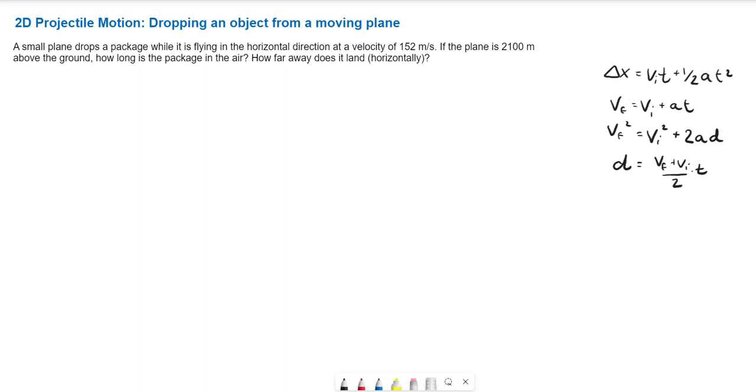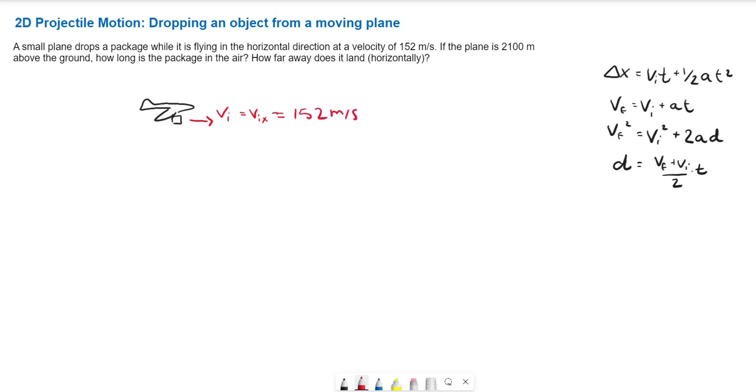So let's go ahead and draw out what this would look like. So here is our plane, and we have a package that is being dropped. Initially, this package has the same velocity as the plane, right? It's in the plane, it's moving forward at 152 meters per second. So that is our initial velocity, which is also just the initial velocity in the x direction. There's no vertical component of velocity initially. And this is 152 meters per second.